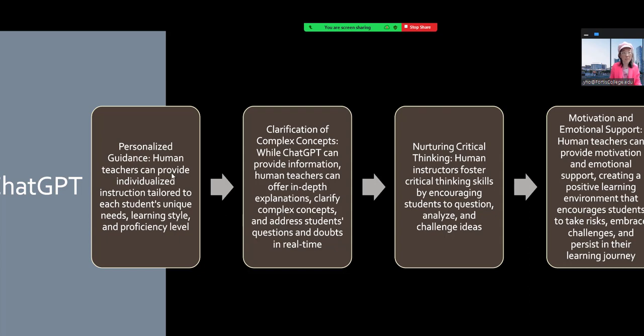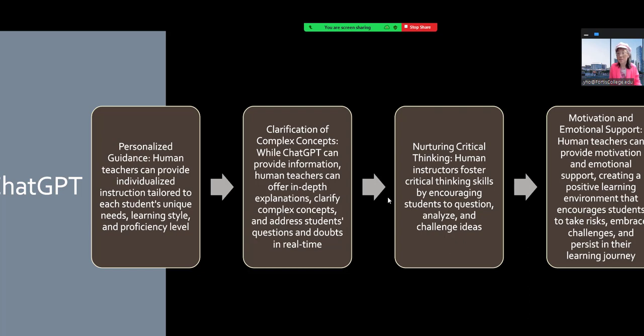And so human teachers can provide individualized instruction tailored to each student's unique needs, learning style, and proficiency level. Clarification of complex concepts. While ChatGPT can provide information, human teachers can offer in-depth explanation, clarify complex concepts, and address students' questions and doubts in real time. Nurture, and also teachers can nurture critical thinking. And so human instructors foster critical thinking skills by encouraging students to question, analyze, and challenge ideas.